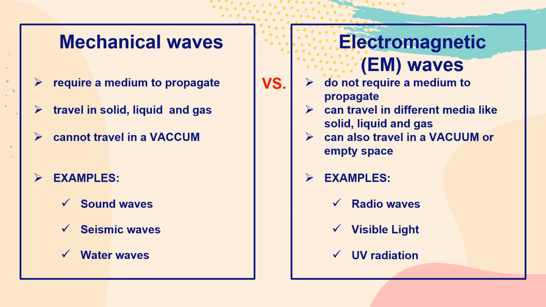Sound waves, seismic waves, and water waves are examples of mechanical waves that need a medium to transport energy, while radio waves, visible light, and UV radiation are examples of electromagnetic waves that can travel through a medium as well as in a vacuum.